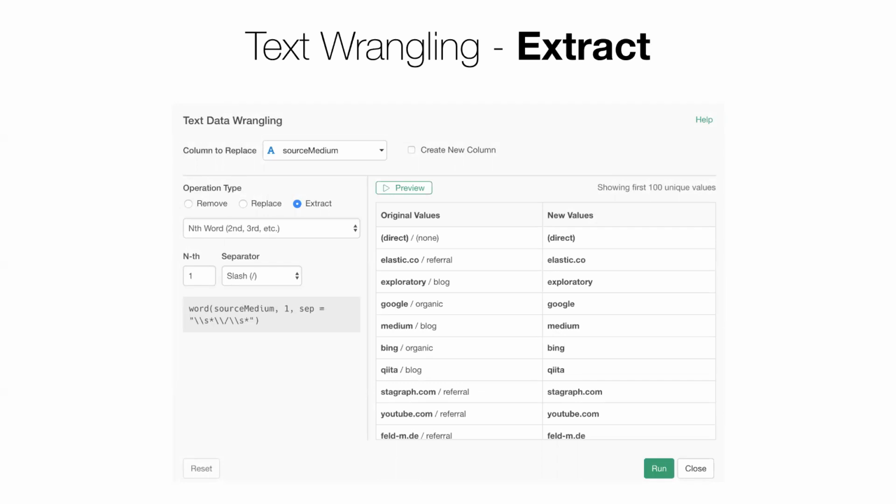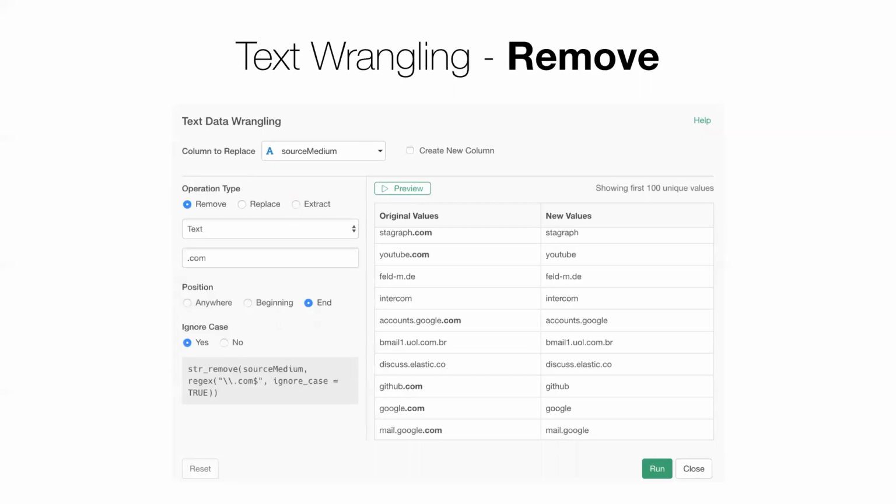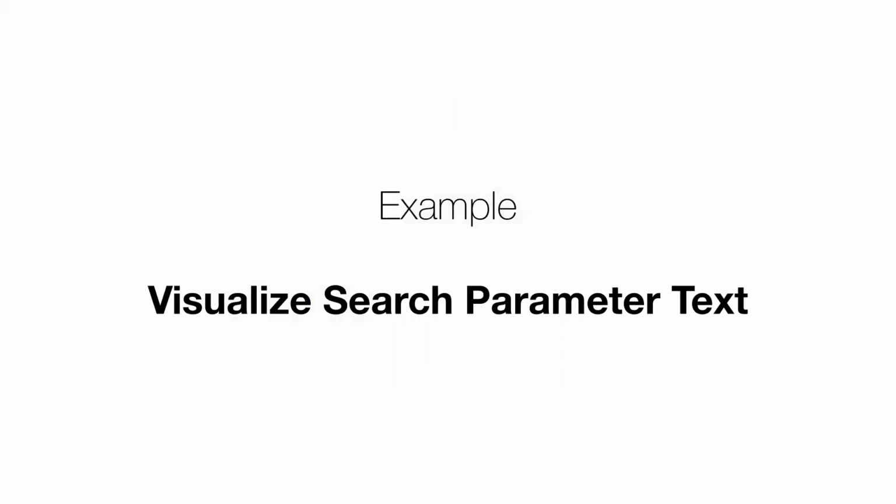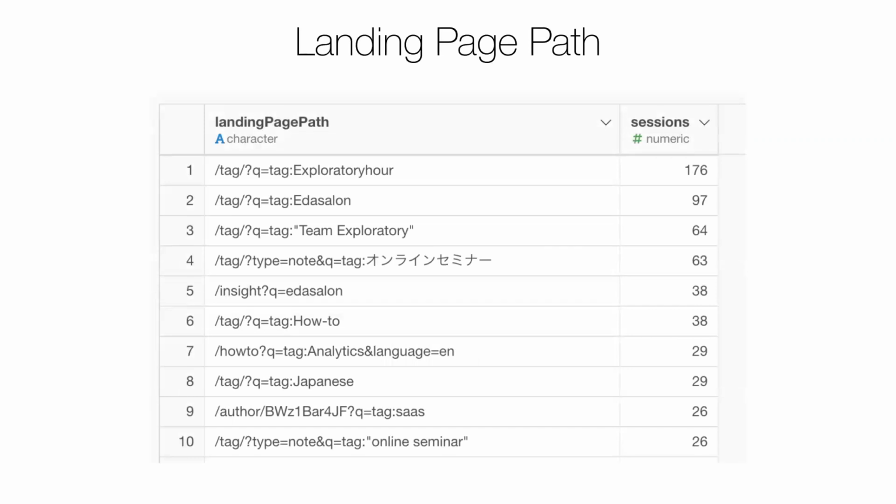But in Explorer, you can use the UI to do many things. For example, extracting the second word or last word and so on. Or you can remove particular text that matches whatever text you give. But here, let's take an example. What I want to do is, here's a landing page path you get from Google Analytics.